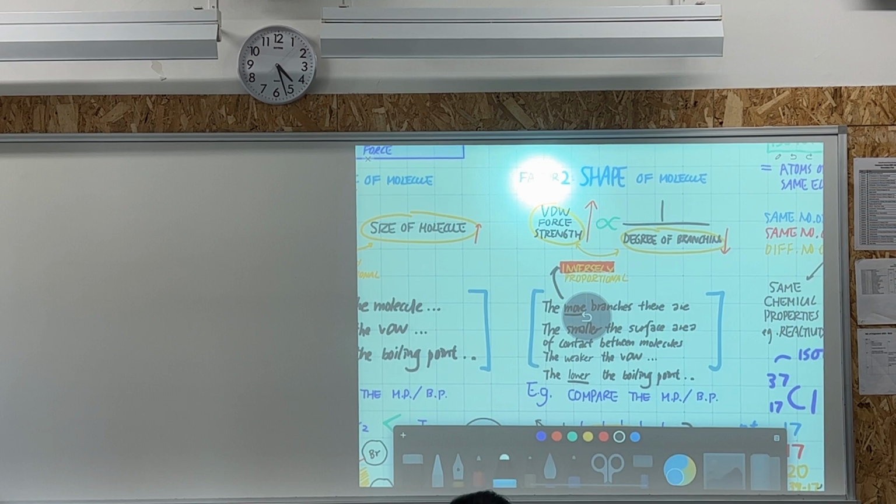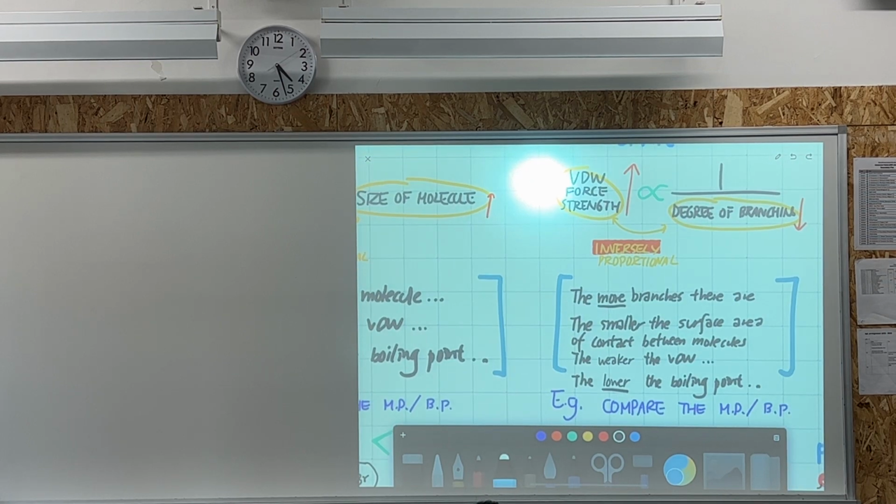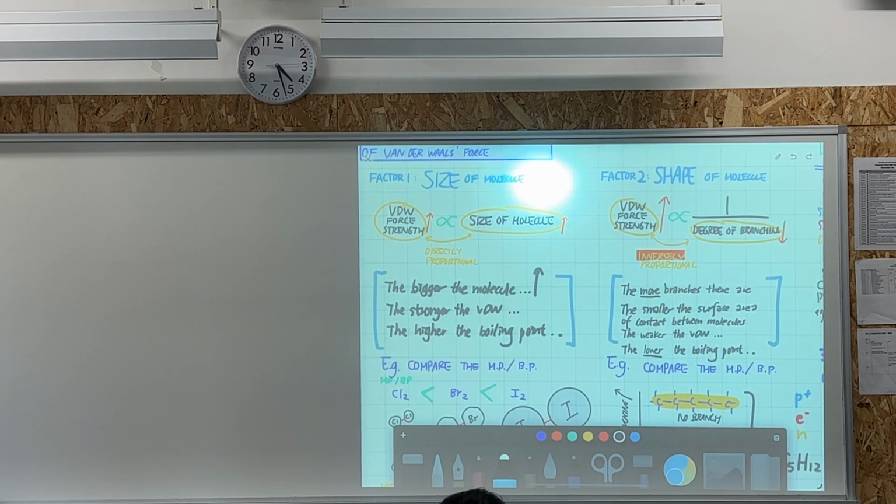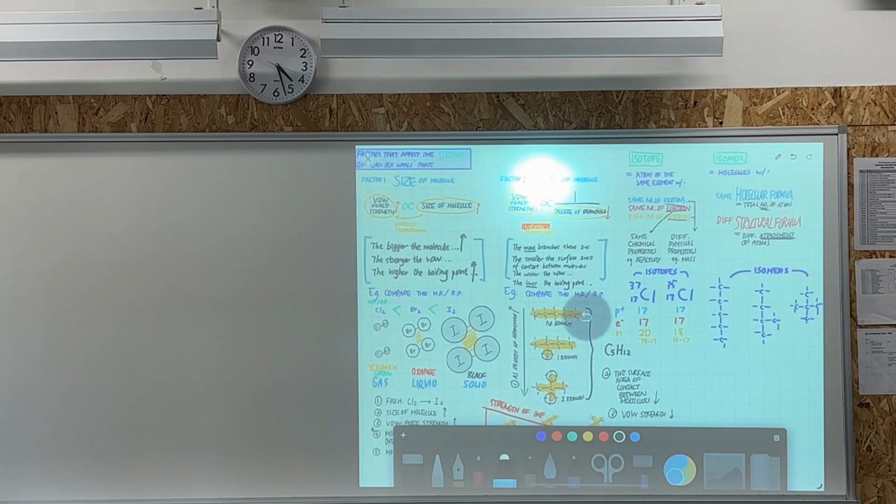And what about on the left? What we see on the left is a directly proportional relationship, because the bigger the molecule, the higher the boiling point. So that's direct. So we have direct and inverse, they are different here. Any question on this part first?